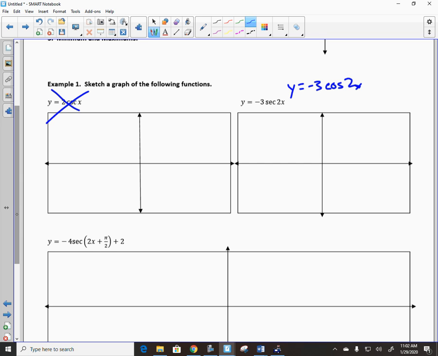What is the amplitude of this graph? 3. What's the period? Pi. So note that when I make my graph, I'm going to leave space above and below +3 and -3 so I can show those U shapes. So I'm not going to put 3 all the way at the top. I'm going to put it right here. So 1, 2, 3, 1, 2, 3.